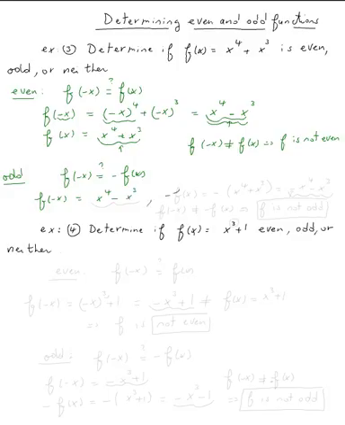Now what about minus f of x? Minus f of x means multiply f of x by negative 1. So negative x^4 plus x^3. Now distribute the negative, and you get minus x^4 minus x^3. Now compare minus f of x to f of negative x. They're definitely not equal because of this extra negative. So I'm going to say f of negative x is not equal to minus f of x. Therefore f is not odd. So it's neither. It's not odd and it's not even.